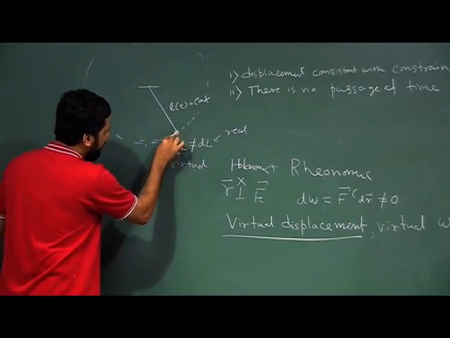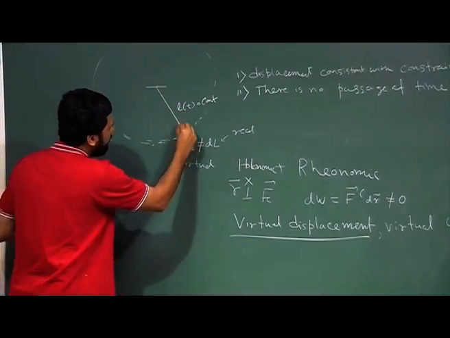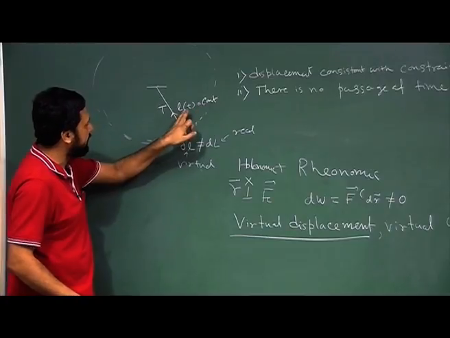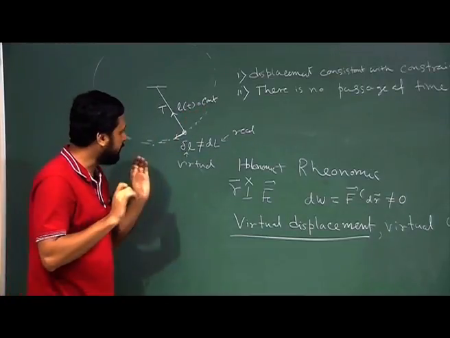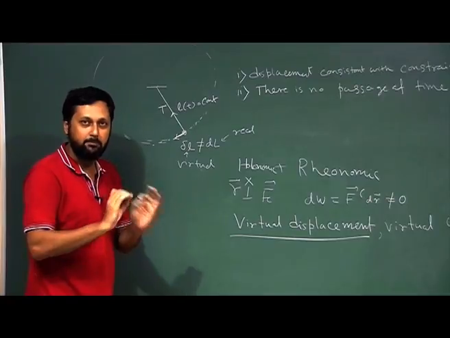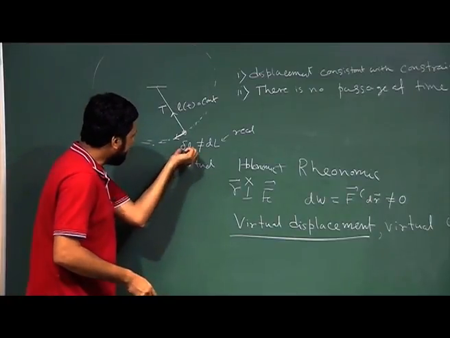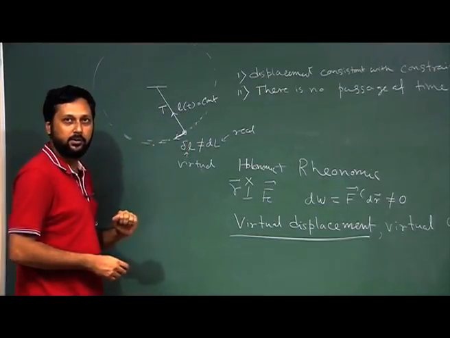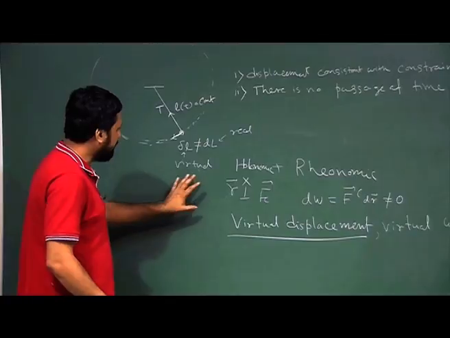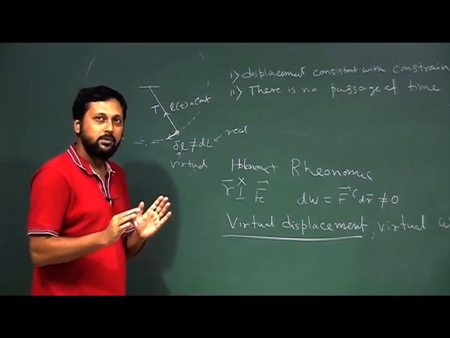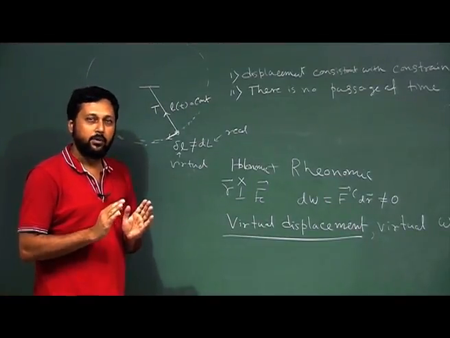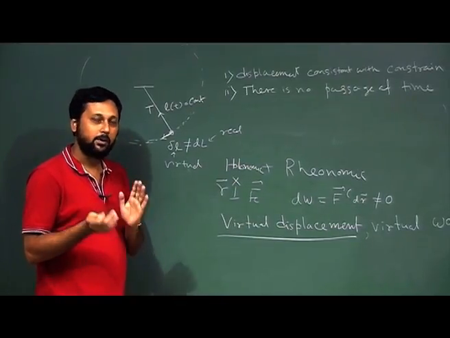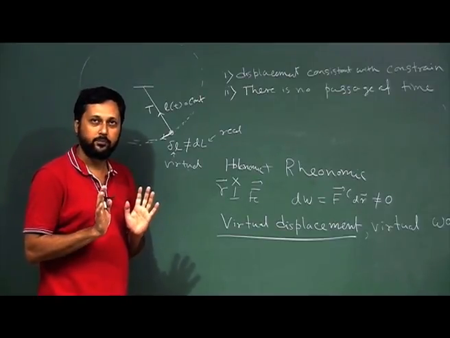So this δL is always perpendicular to the force of constraint, because the tension T is along L, and because L(t) is constant, as there is no time passage, δL and T are always perpendicular. That is the beauty of virtual displacement. By introducing virtual displacement, even for a rheonomic system, we can always make the work done due to force of constraint equal to 0.